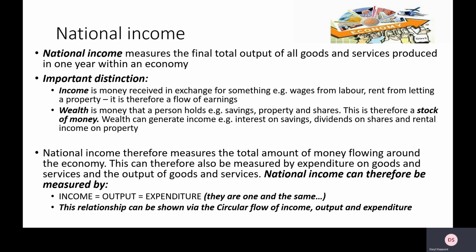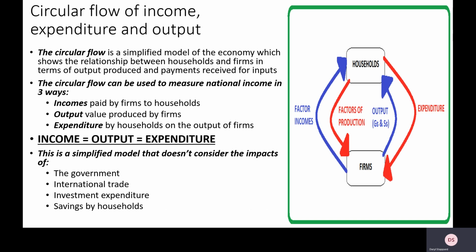Okay, now what we're going to be moving on to in a moment or two is how we measure the national income or the GDP of the economy. Now, what we're going to be focusing on is this formula: income equals output equals expenditure. These are 3 different ways that we can measure the overall national income of the economy. Now, we can think about income, output and expenditure by looking at the circular flow of income, output and expenditure.